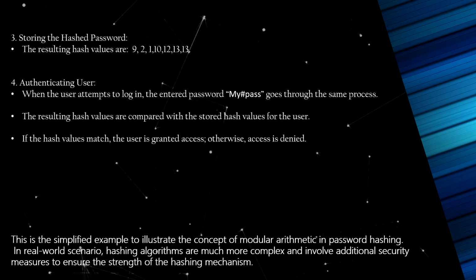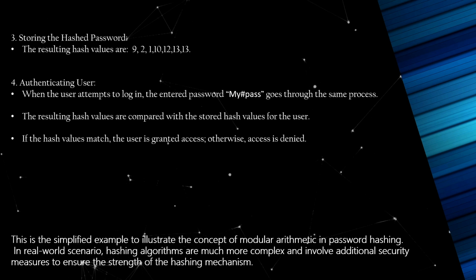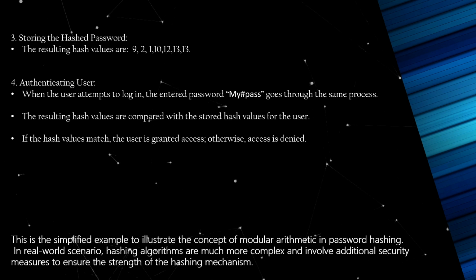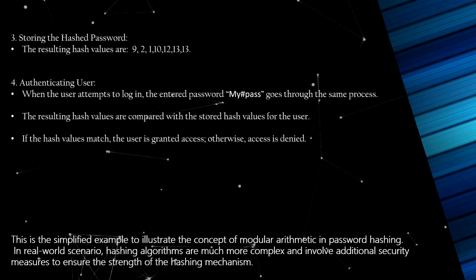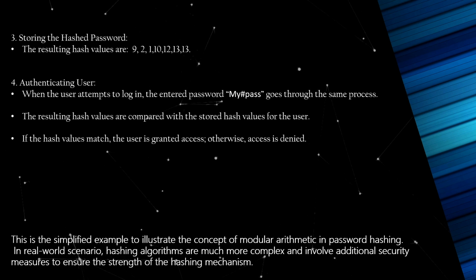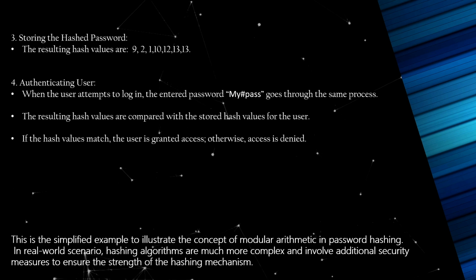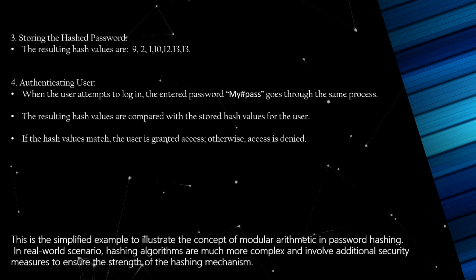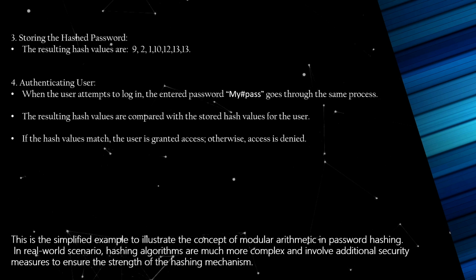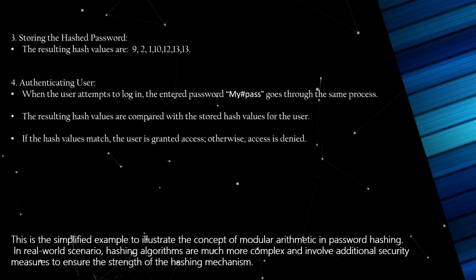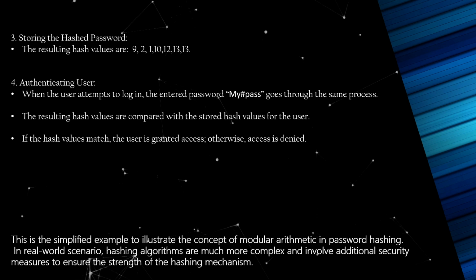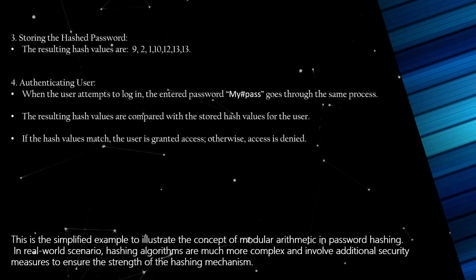Let's see how to verify the password. When the user attempts to log in, the entered password myhashpass goes through the same process. The resulting hash values are compared with the stored hash values for the user. If the hash values match, the user is granted access; otherwise, access is denied. This is a simplified example to illustrate the concept of modular arithmetic in password hashing.